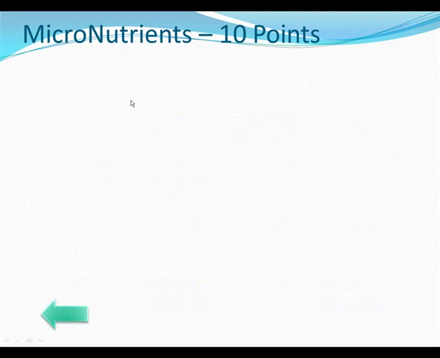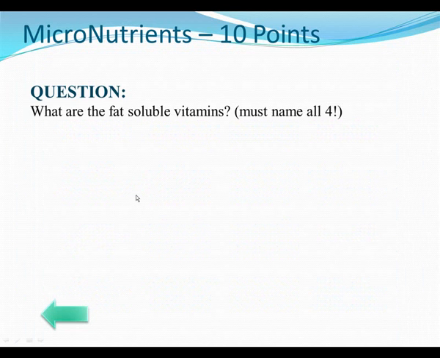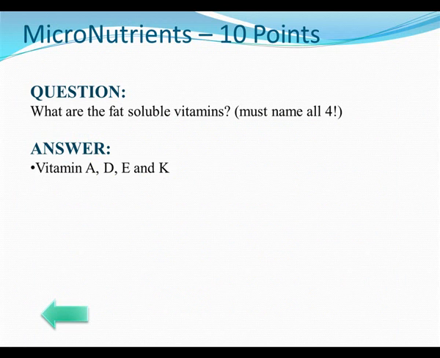Under micronutrients, these are the vitamins and minerals. What are the fat-soluble vitamins? There's 4 of them. A, D, E, and K. It's important to remember these because these are the ones that your body stores. These are the ones that you can potentially overdose on. People can get toxic from these because they're stored in the body.